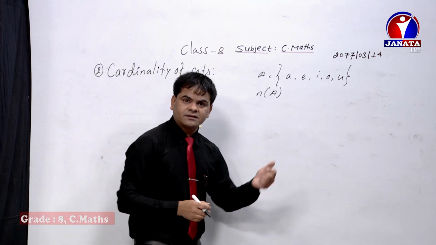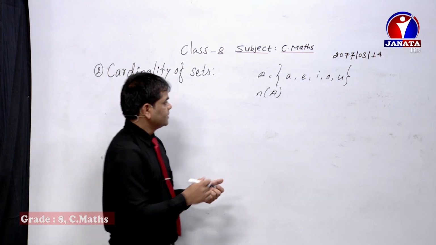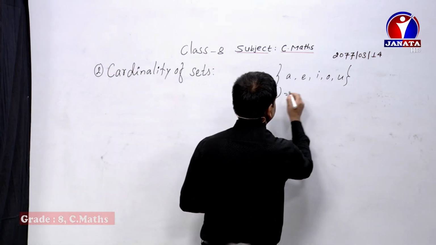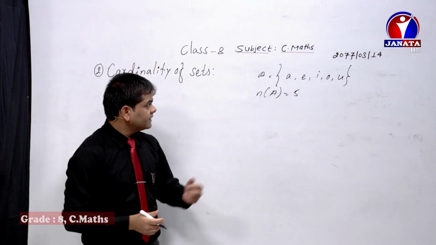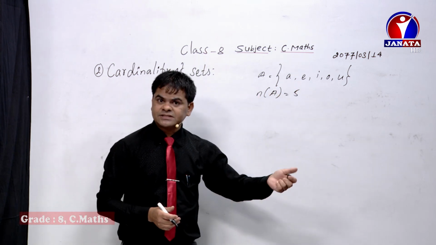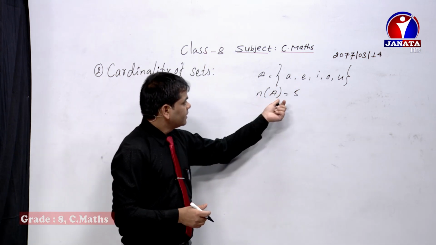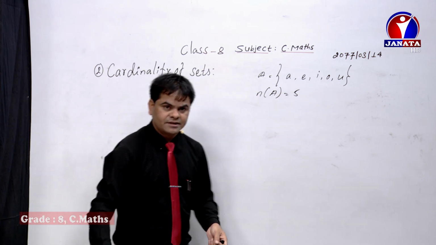Of course, these are the vowel sounds contained in the English alphabet. So there are 5. If you count, there are 5. In this way, we deal with the cardinality of a set. Rather than writing the elements, if we write the count as an actual number, in a real number form, that is known as the cardinality of a set.